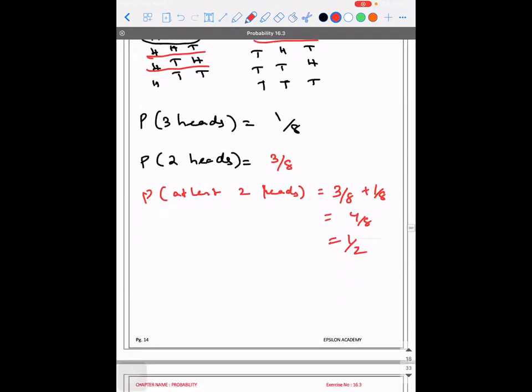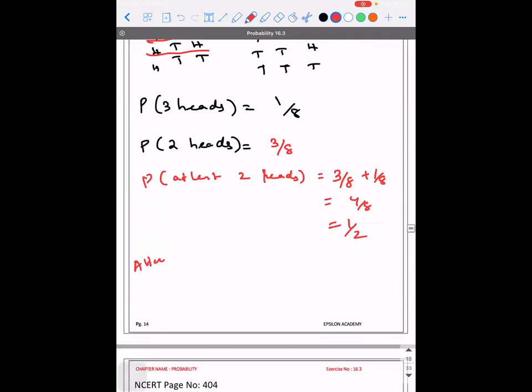What is the other way of doing it? That's more important for me, how you're thinking. The probability of getting at least 2 heads is 1 minus the probability of getting maximum 1 head, at most 1 head. If you do this, you should still get 1 by 2. You can do it as a part.